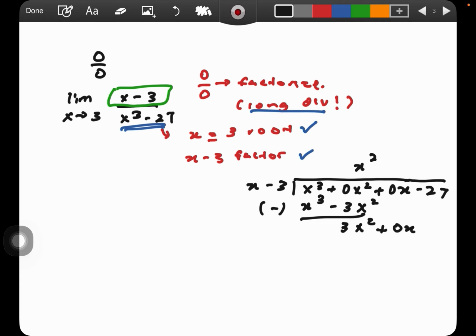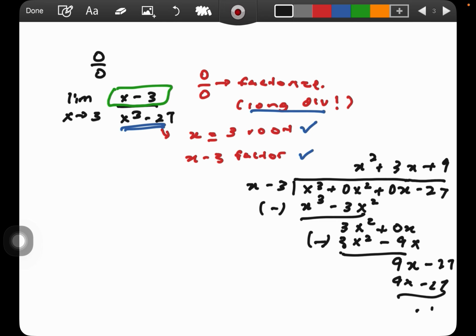And then I'm going to bring the 0x down. Now I ask myself, what times x will give me 3x square? So obviously it's going to become 3x. So 3x times x, we're going to get 3x square. Then minus 9x. And then I subtract. So now the x square going to go, 0 minus negative 9, that is going to be 9x. Then I bring the 27 down. So I want to kill the 9x, multiply by 9. So 9x minus 27. There you go, 0 remainder.